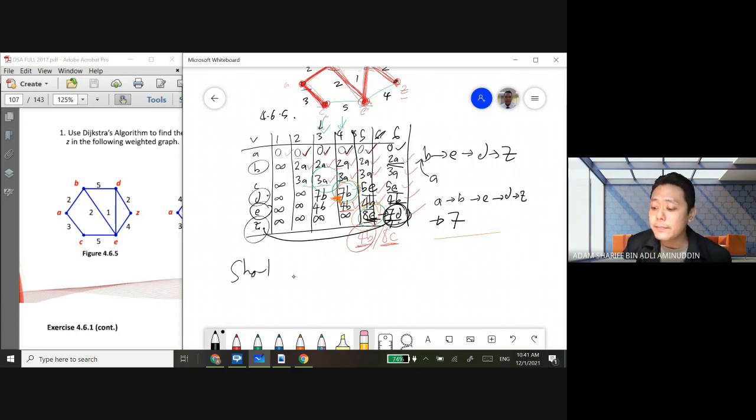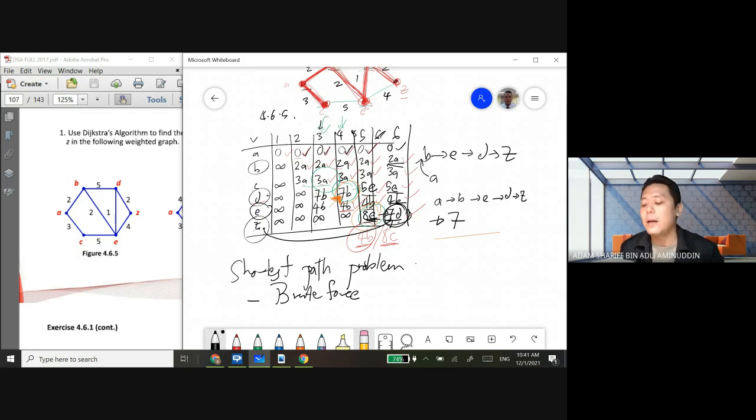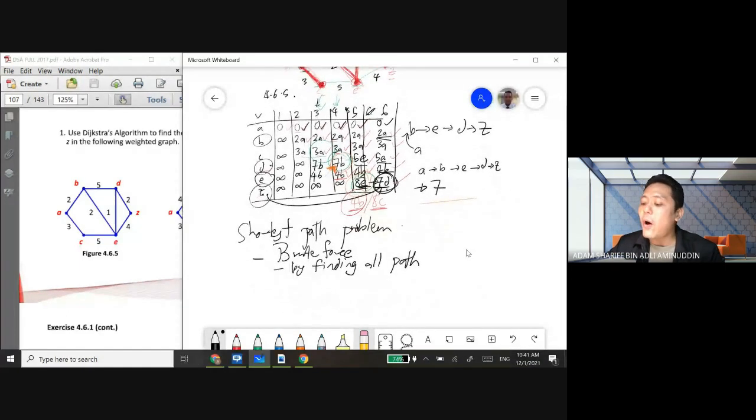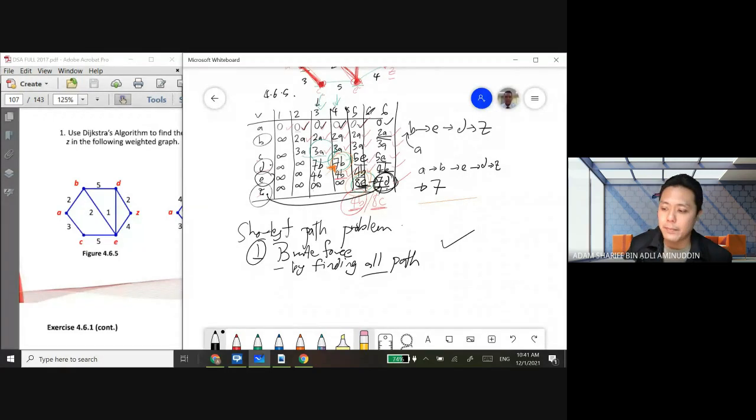This is a shortest path problem, and shortest path problem has many solutions. One of them is what I call brute force. Dalam kelas lepas saya dah beritahu. Brute force, macam Madam Yohani, Dr. Syam, dia suka guna term by finding all path. Maksud dia sama je, tapi nama lain. Consider all possible paths, which are plenty in this case. Calculate the distance for all paths and then find the shortest one. This will be the best possible solution, but it compromises time. Masalah dia masa.